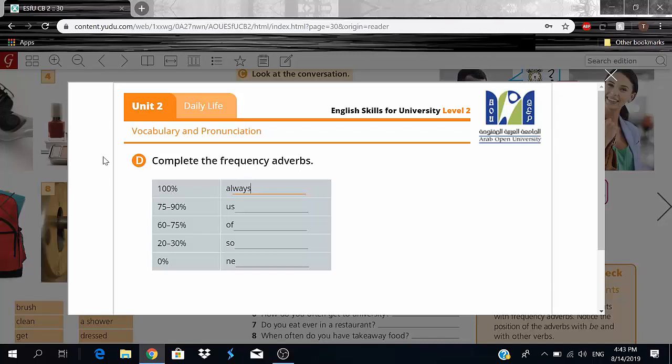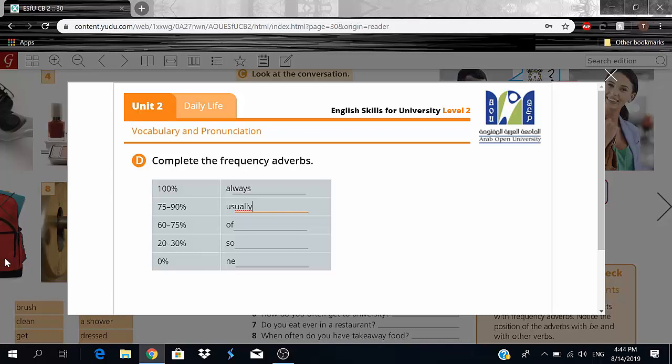Okay? Now let's go a little bit lower. We have 75 to 90%. We use the word usually. Okay? And you actually hear me saying this a lot as well too. So usually and always. The difference is the percentage basically. So 75 to 90%, I mean, I'm quite sure, but there's that sprinkle of doubt, I say usually.